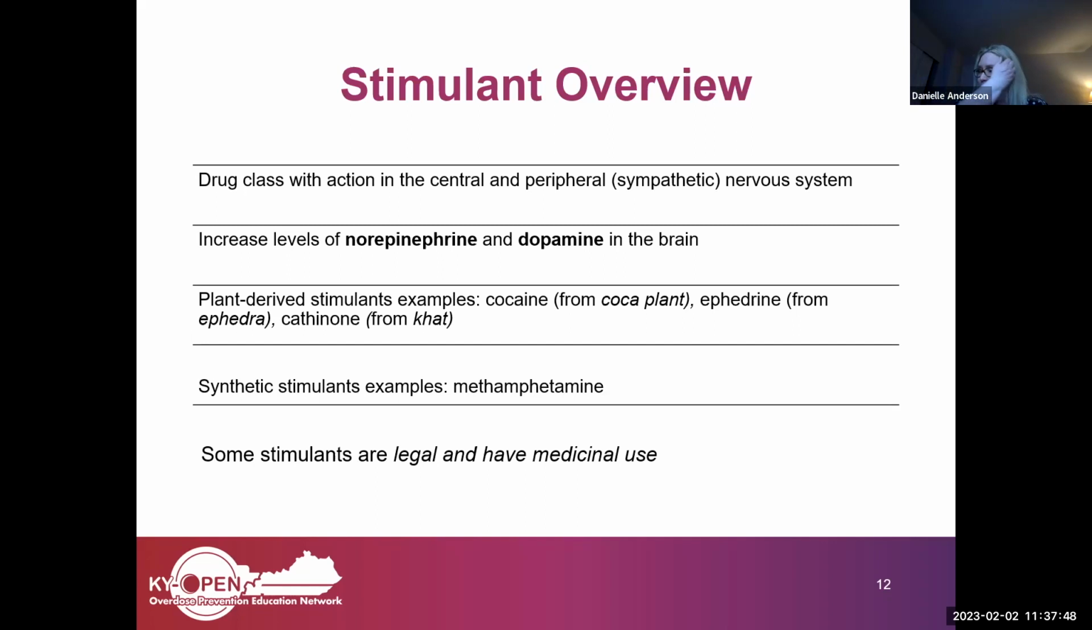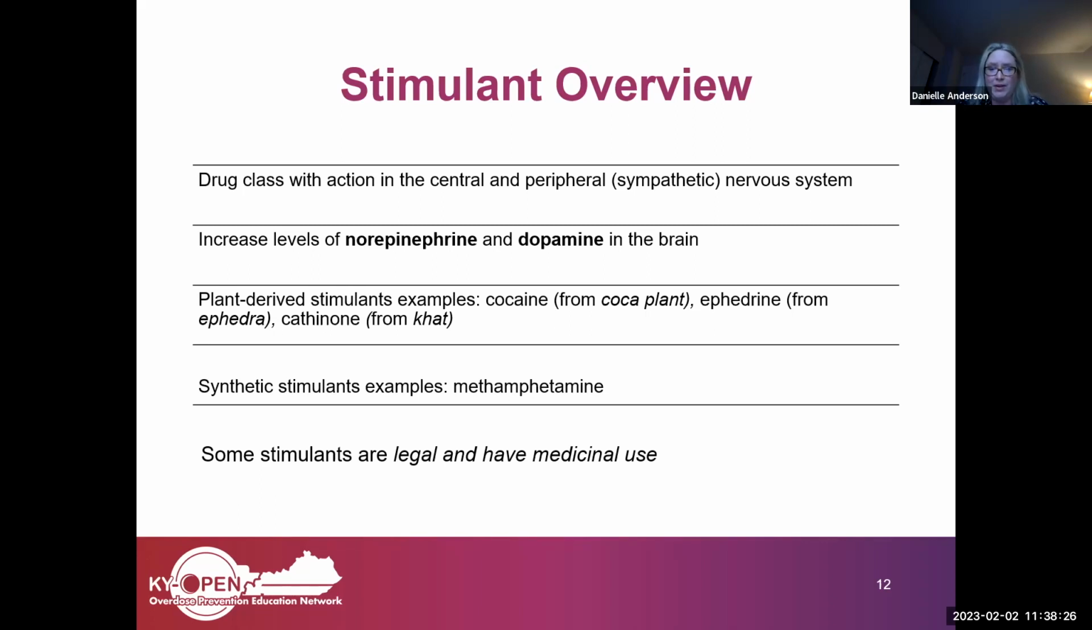So this is a little bit of an overview of stimulants. Stimulants are a drug class that act in the central and peripheral nervous system. And dopamine is a neurotransmitter that's involved in stimulant use. And dopamine is involved in a lot of different functions in the body, including motor control, cognitive function, motivation, and reward. And as we'll see in a minute, there are many drugs that have stimulant properties. Stimulants generally work by increasing levels of dopamine and another neurotransmitter called norepinephrine in the brain.